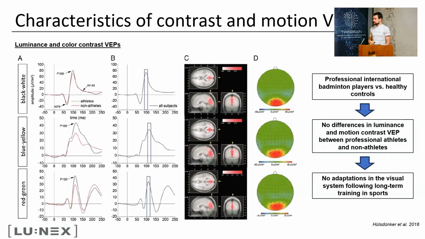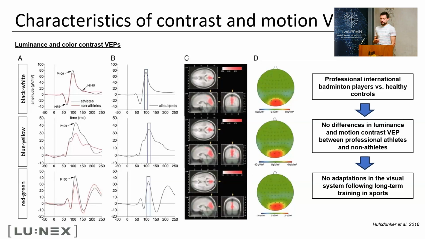Maybe it looks a bit confusing, so let's go step by step. We had 3 different contrast stimuli. We had this black-white one that you've seen on the slide before, so for luminance contrast, black and white. And we also had the 2 color contrasts that I presented in the very beginning of this presentation, the blue-yellow and the red-green, so these color opponent cells for these 2 colors.